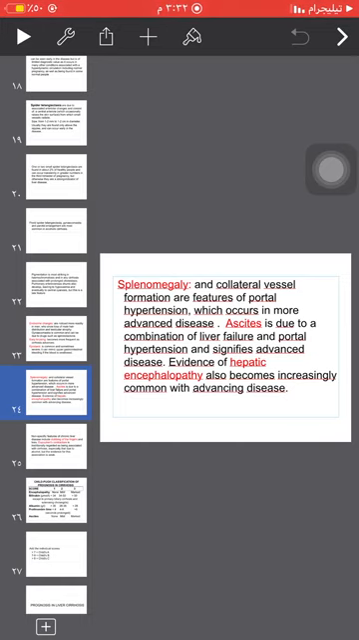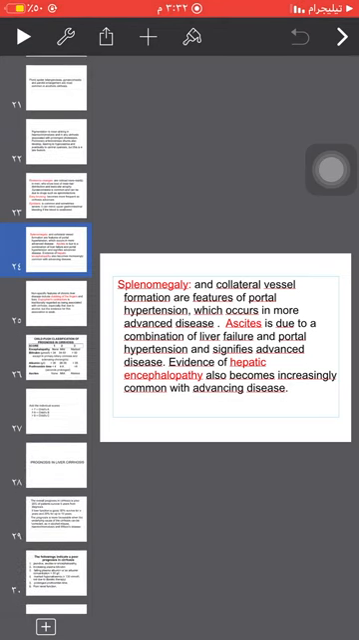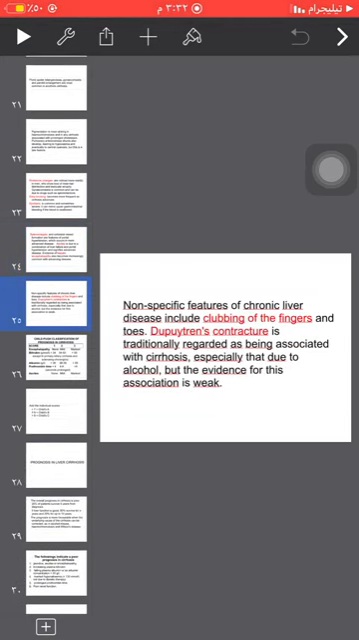Evidence of hepatic encephalopathy becomes increasingly common in advanced disease. Non-specific features of the chronic liver disease include clubbing of the finger, Dupuytren's contracture. ولكن Dupuytren's contracture ممكن يصير عند شخص اللي عنده تروما بجماعة الDM. It is traditionally regarded as associated with the cirrhosis, especially that due to the alcohol, and the evidence for this association is weak. يعني الدبترون بالalcoholic liver cirrhosis يصير، ولكن يقول لك the association is weak.